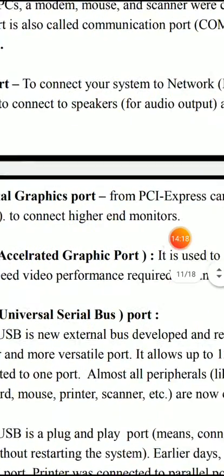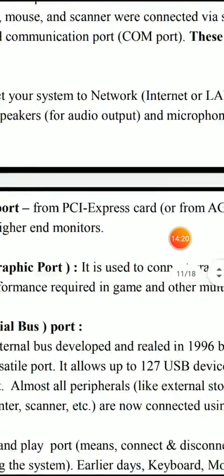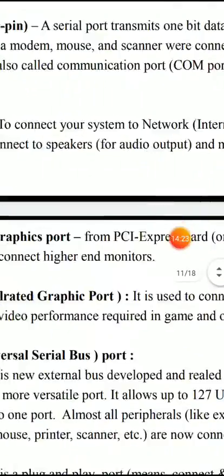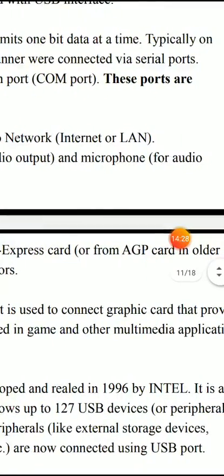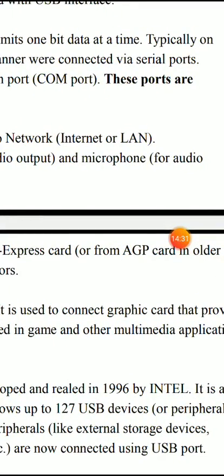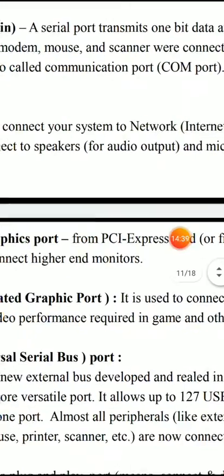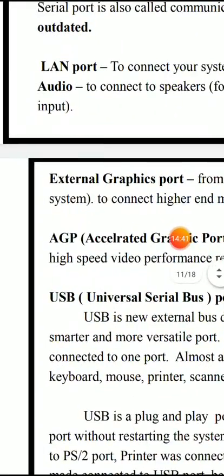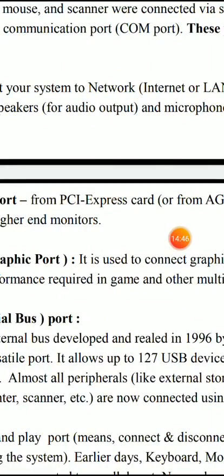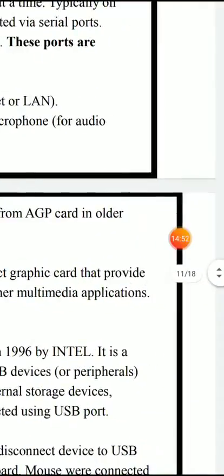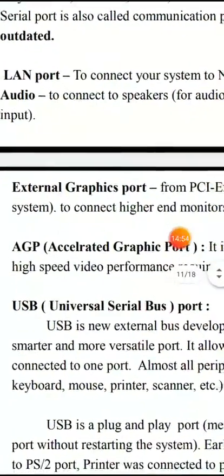Next one is called the external graphic port. The external graphic port is actually inside the motherboard of a computer system. There is a provision where we can connect an AGP. AGP stands for accelerated graphic port. The advanced graphic card can be interfaced with a game kit and other external devices through this port. So this port is also used to do the same task. That means we can interface a game kit and other multimedia application kits with the computer system.